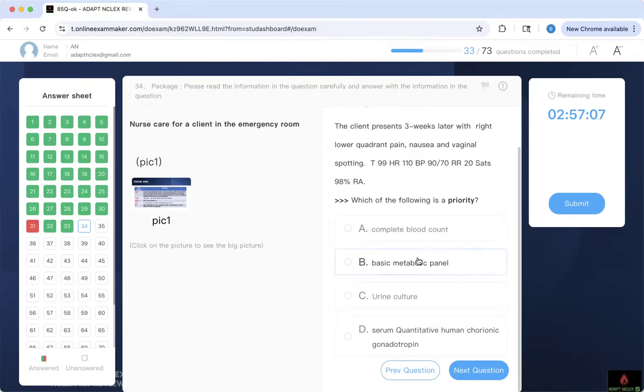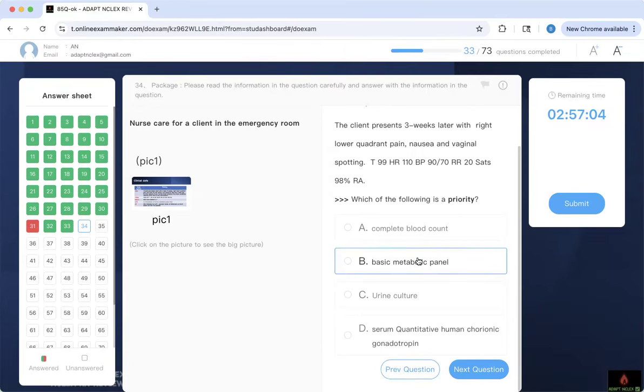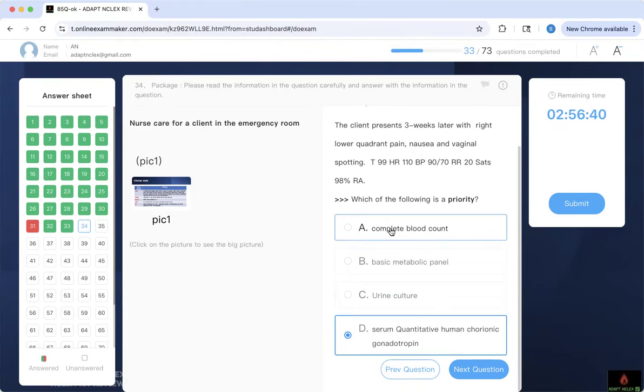Which of the following is appropriate? Well, they may be bleeding. Check CBC. Basic metabolic panel. It's not important, but we still need it. Urine culture, okay, if there's infection. But the most important is to figure out if they're pregnant. You have to prioritize. CBC is fine. Are they bleeding? Fine. But if you don't know they're pregnant, we got to make sure they're not pregnant.